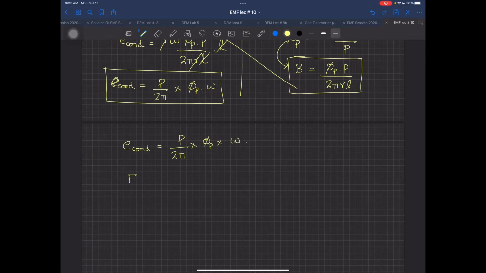Now, if I want to find the total EMF, which I am going to call EA, I guess you have done your lab experiment, so you are aware what EA is. EA is the induced EMF or back EMF in our machines. So this EA would be equal to E conductor multiplied by the number of conductors in one parallel path.